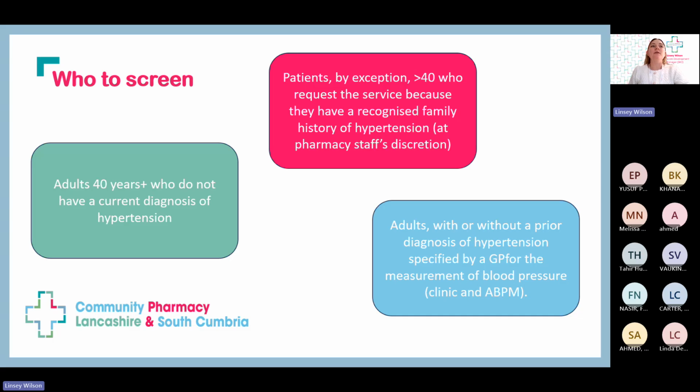So who to screen? We're looking at patients mostly over 40 who request the service. They might pop in. They are aware of the service being provided in community pharmacy. They might have a family history of hypertension. So that's a great opportunity to say, well, we know you've got a history, let's just have a check. Adults over 40 who don't have a current diagnosis of hypertension, and adults with or without a diagnosis of hypertension if they're referred by the GP. So we've got some great GP partners at the moment that are being really proactive in referring into the service, and that's saving them a lot of nurse hours and obviously is beneficial for us in pharmacy.